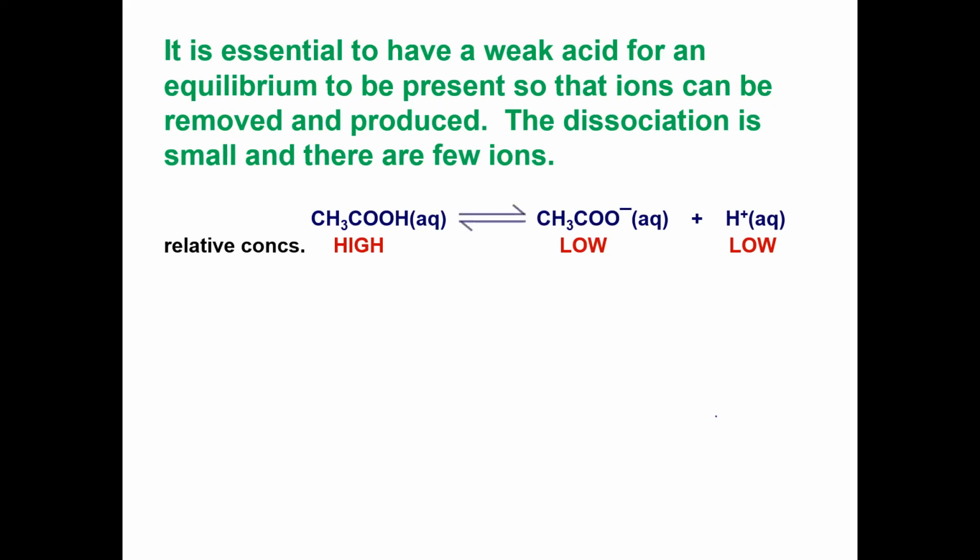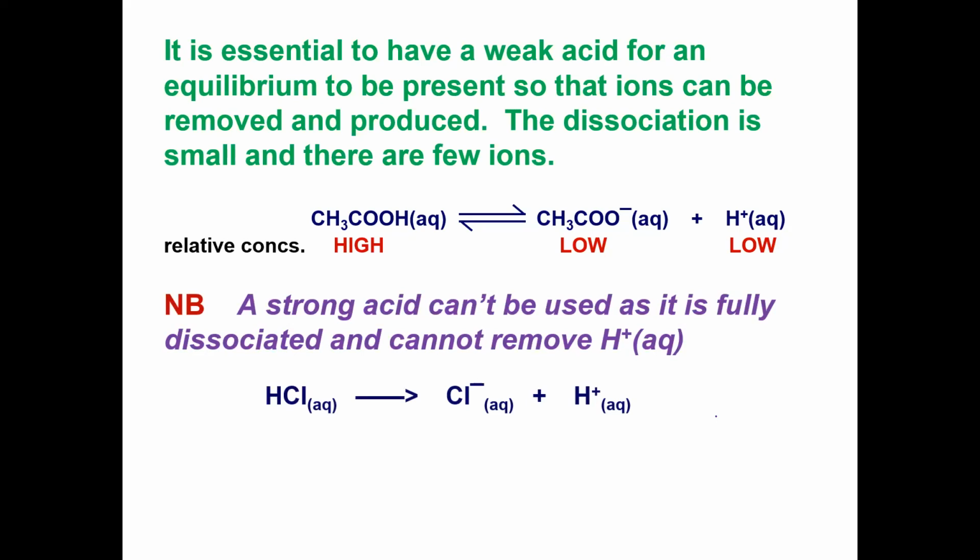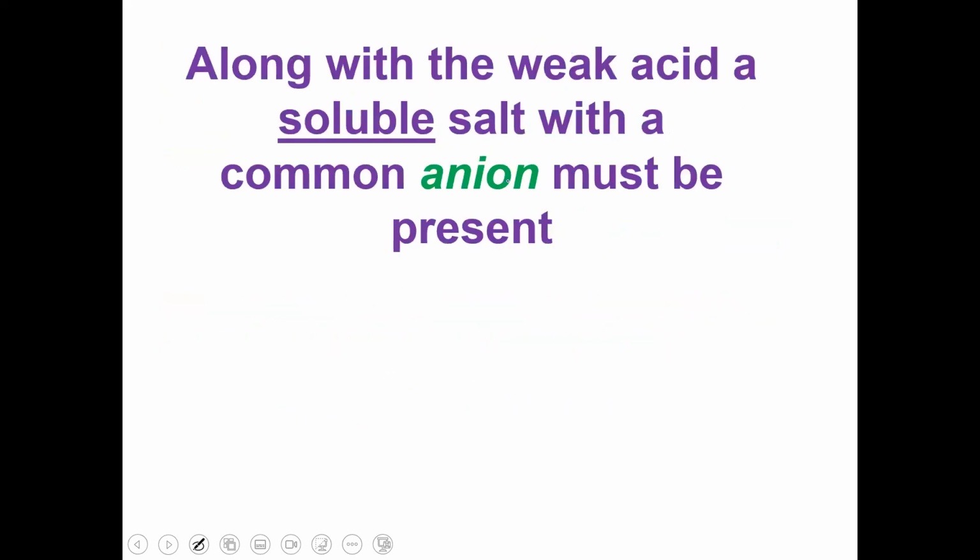Now we have a weak acid, CH3COOH, and you know very well from AS what CH3COOH is. In our common life, it is vinegar, and vinegar is obviously, you can see, a weak acid. Some cold drinks also use a derivative of this. Now, a strong acid can't be used as it is fully dissociated. It cannot remove H plus. We see the single arrow. The significance is coming from our idea that this is a single arrow and this is a reversible arrow. We want it to come back.